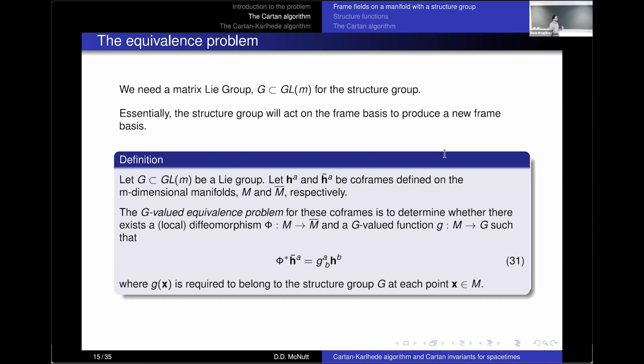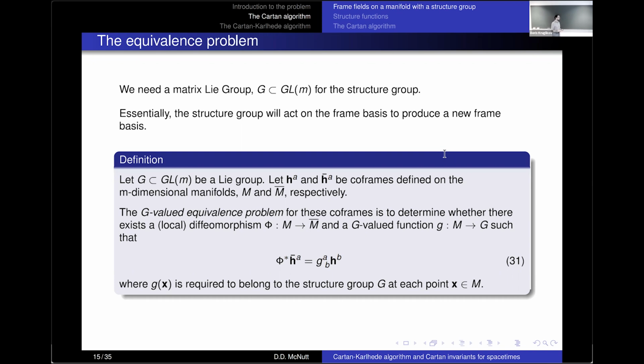So what we're going to do is suppose that we have a matrix Lie group G, and we're going to have two frames defined on the m-dimensional manifolds, M and M bar. The G-valued equivalence problem for these coframes is to determine whether there exists a local diffeomorphism, a mapping from M to M bar, so again this is a pullback. And we're going to ask that there is a G-valued function, something that takes input from the manifold and outputs an element in our group. We're going to ask that the pullback of H bar is equivalent to taking this G-valued function and applying it to H itself.